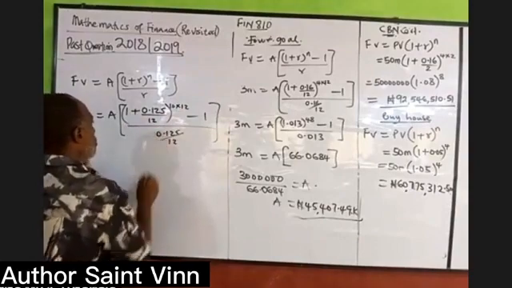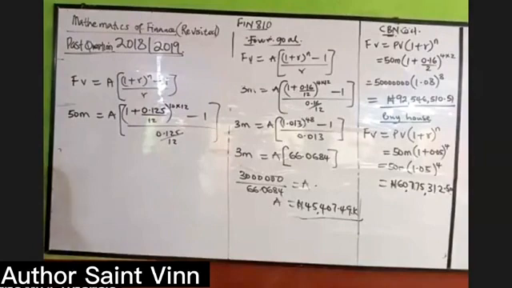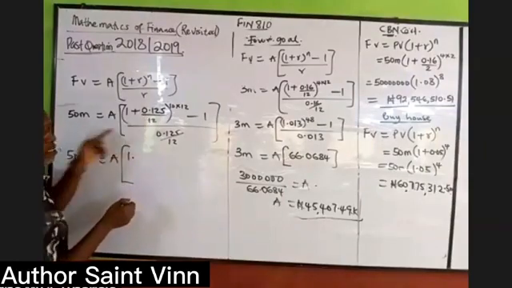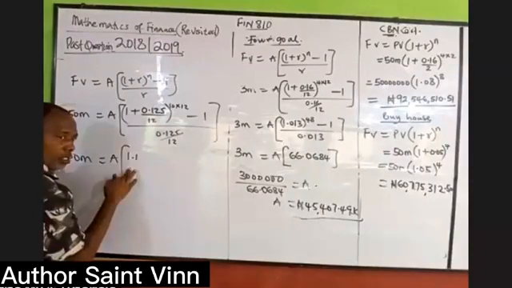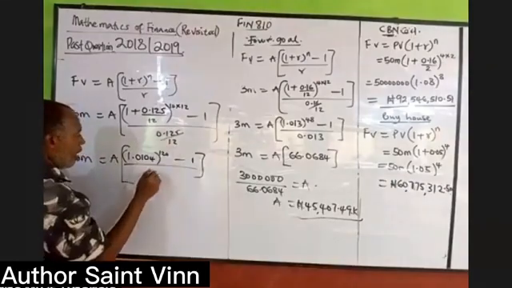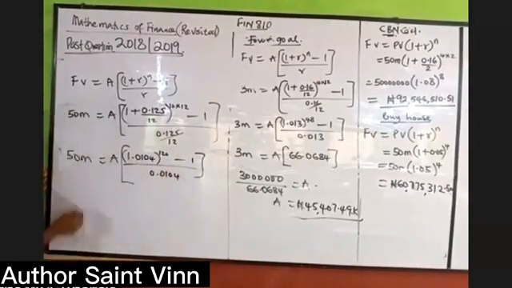0.125 divided by 12. I hope you can finish it yourself. 50 million equals A into 1 plus 0.0104, raised to power 120, minus 1, all over 0.0104. Somebody press that one.